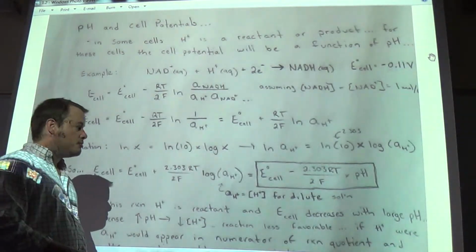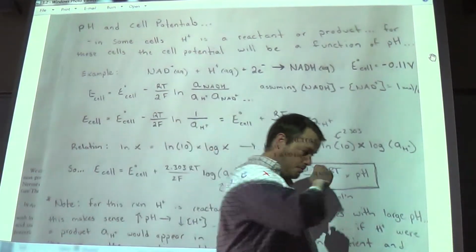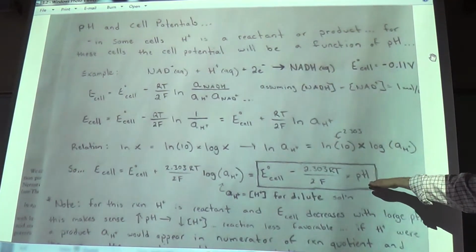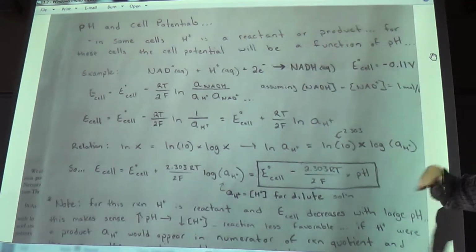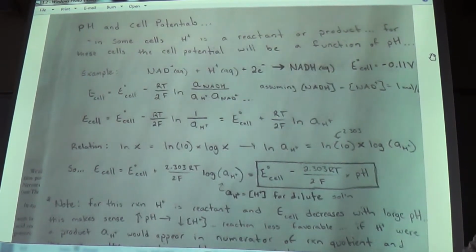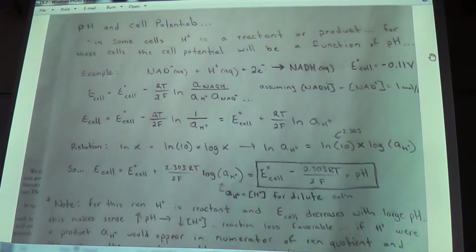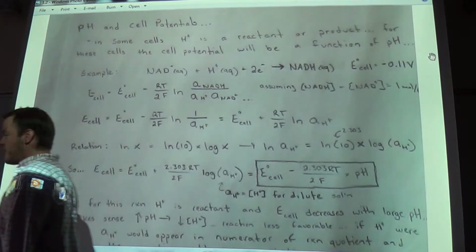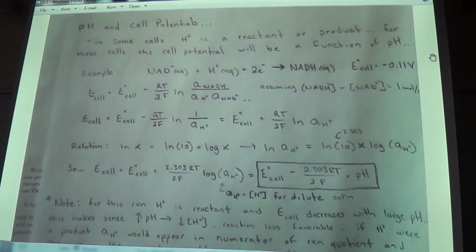Low pH, high cell potential, indicating large concentration of H plus. High pH, lower cell potential, indicating lower concentration of H plus. Yeah?